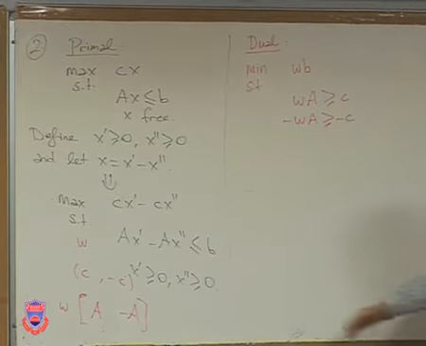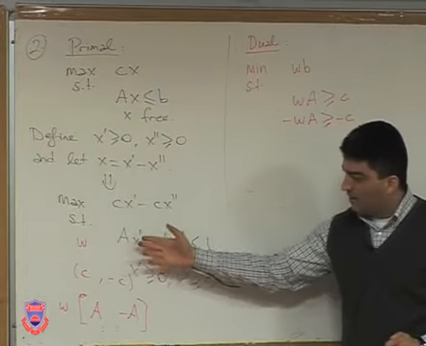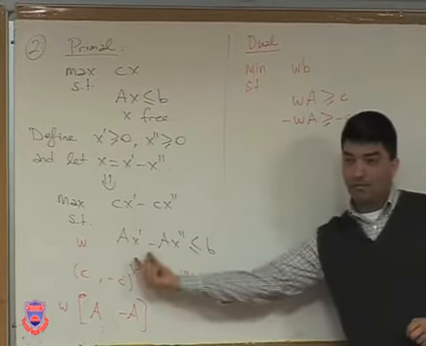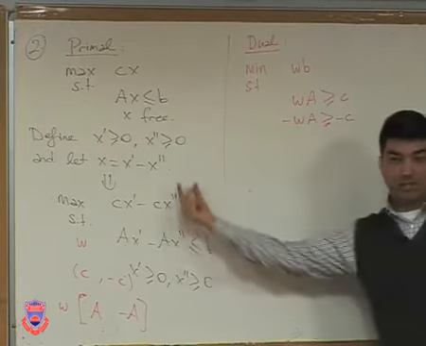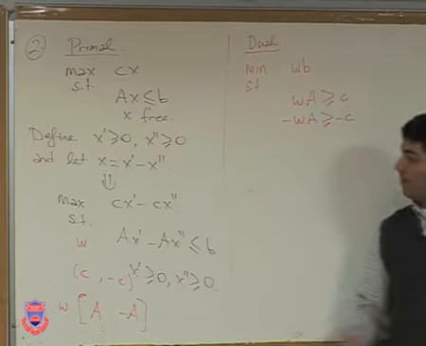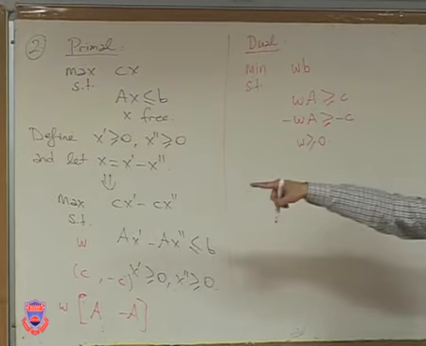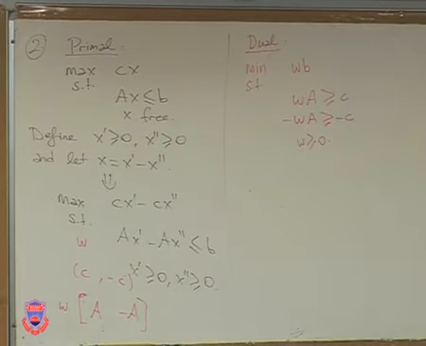Another way of saying this is, remember, we're defining constraints for each column. So these are the constraints corresponding to x prime, and these are the constraints corresponding to x double prime. Okay? And then I want W to be greater than or equal to 0. Just like in that example.